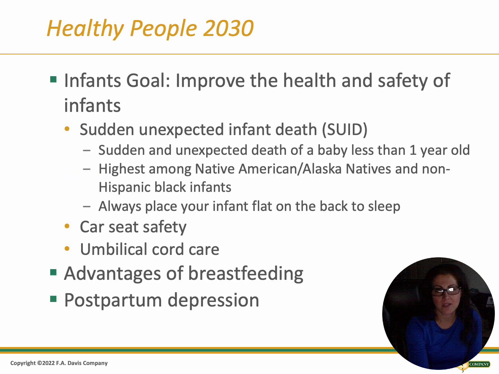And then the final slide is Healthy People 2030. An infant goal is to improve the health and safety of infants and reduce the incidence of sudden infant death syndrome, reinforce car seat safety and umbilical cord care, as well as reinforcing breastfeeding advantages and helping to identify postpartum depression sooner than later.